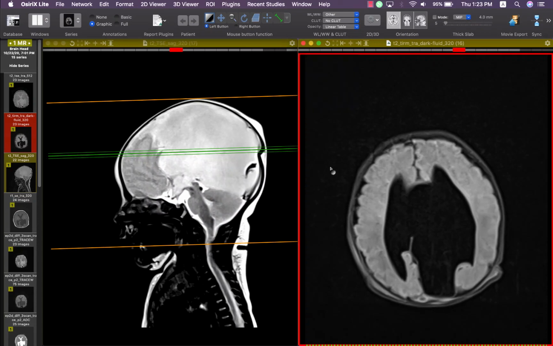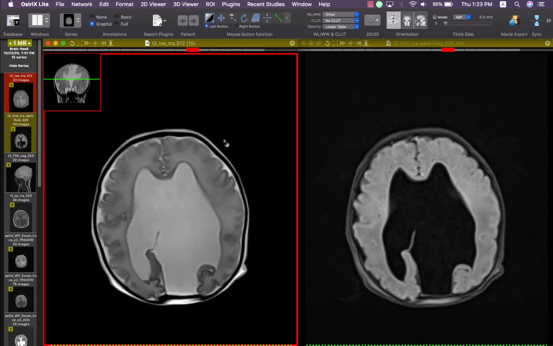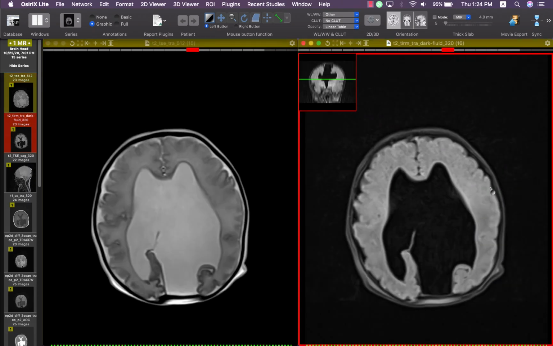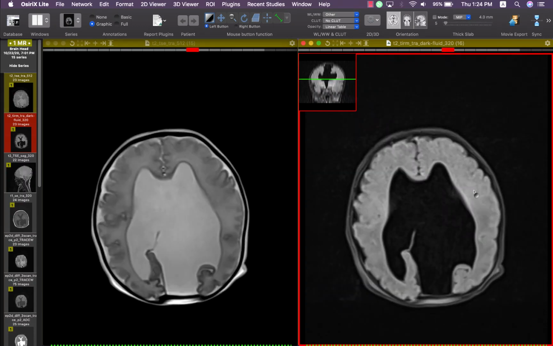Actually, there are two types of interhemispheric fissure cyst, type 1 and type 2. If the cyst is freely communicating with the ventricular system, as in this case, this is type 1. If there is an internal septation or loculation, with no free communication between the cyst and the ventricular system, this is considered type 2 interhemispheric fissure cyst.